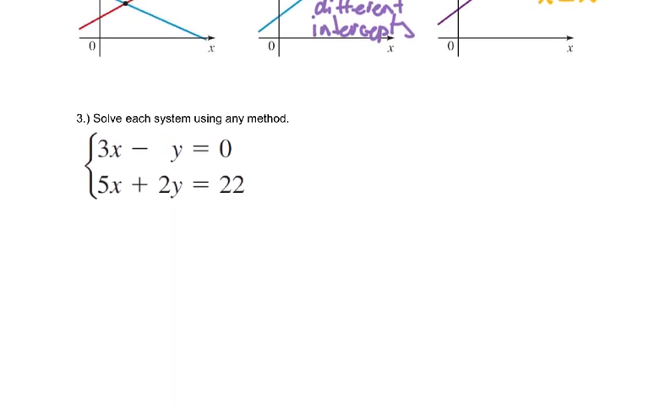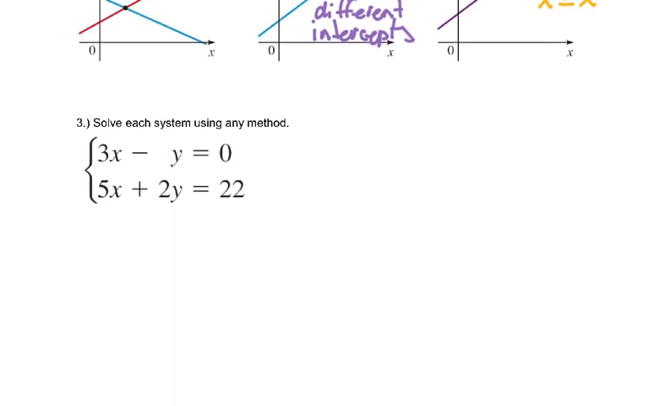So let's apply this to an example and also decide on an appropriate technique to solve. So here we have a system. It's 3x minus y equals 0, 5x plus 2y equals 22. I might want to use elimination because here I've got a negative y and a positive 2y. It would be really easy to change this to a negative 2y by just multiplying by 2. Or it really is just as easy to move the y over and get y equals 3x.